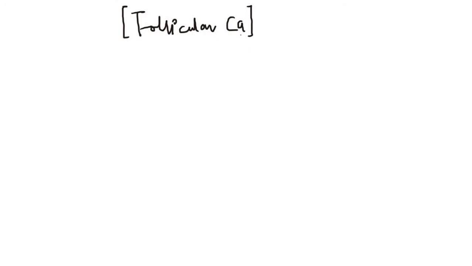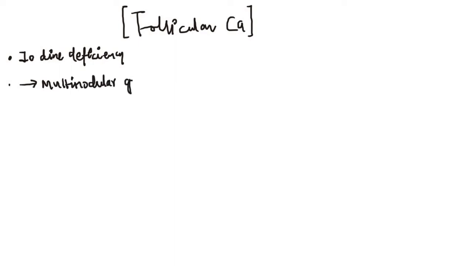The follicular carcinoma arises in the patients where there is iodine deficiency, and it is the most common type of carcinoma arising in the areas of iodine deficiency. It is believed that the iodine deficiency leads to the formation of what is called multinodular goiter, and the multinodular goiter is a precursor lesion for the formation of follicular carcinoma. So as a result of the iodine deficiency, there will be the formation of multinodular goiter, and this multinodular goiter will lead to the development of follicular carcinoma. So this is the basic of the pathogenesis.